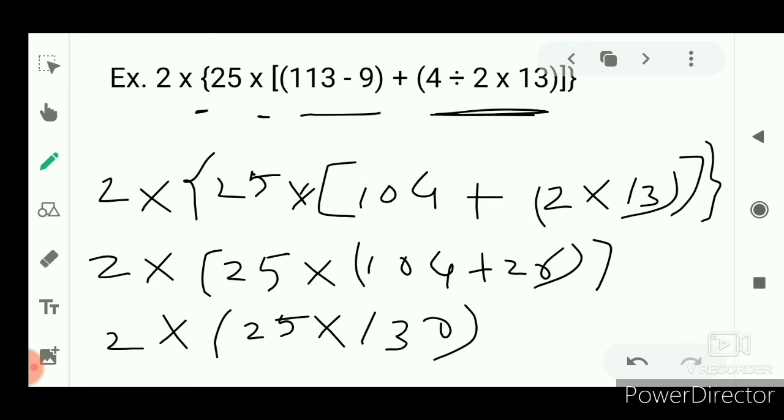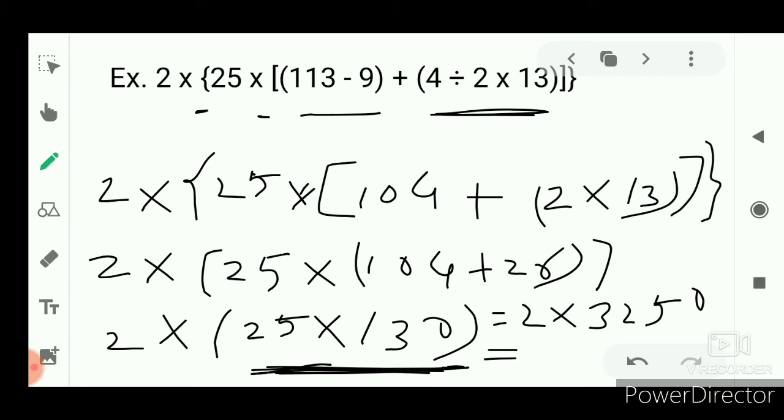Now here also we have to first solve this bracket. So it will give 2 into 3250. After multiplying 25 by 13, it will give 3250. Then we will simply multiply by 2, it will give 6500. Okay, 6500 is the answer for this question.